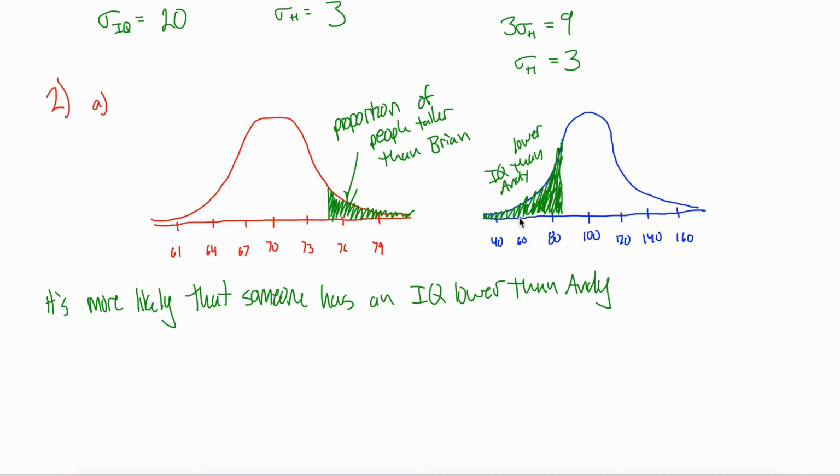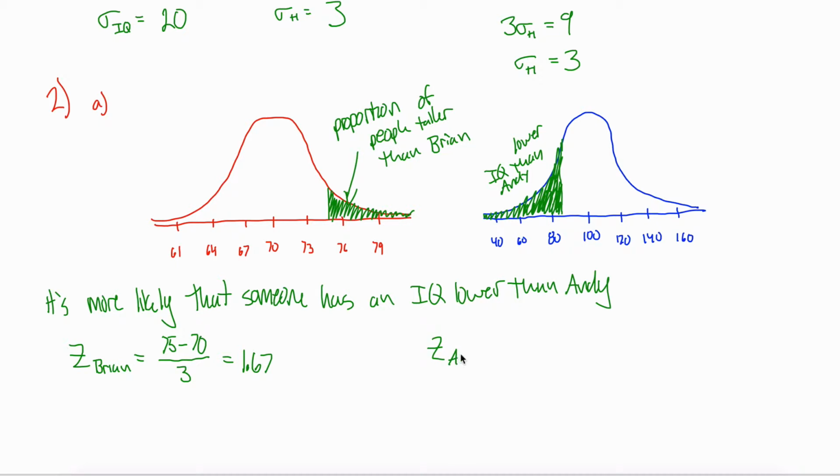And to justify that, I could calculate z-scores. The z-score of Brian is a measure of how many standard deviations above the mean I am. So I would take my observation, this 75, my height, and subtract off the mean, which was 70, and then divide by the standard deviation, which was 3. And if you do that, I think you'll get 1 2/3 or 1.67.